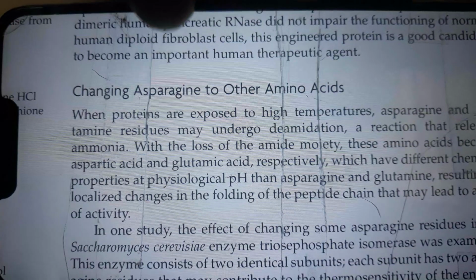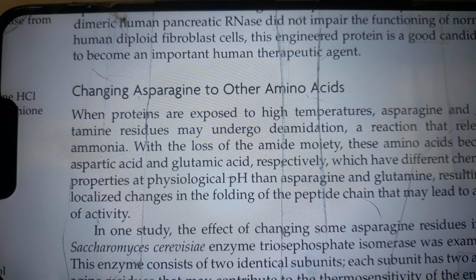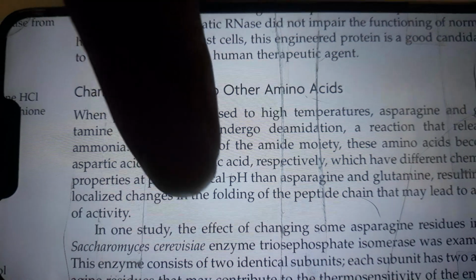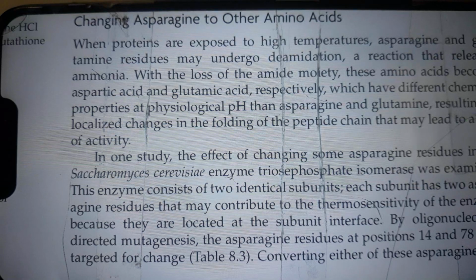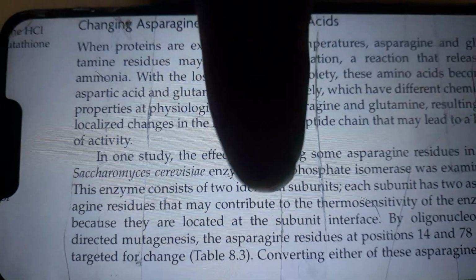On to the next subheading, changing asparagine to other amino acids. When proteins are exposed to high temperatures, asparagine and glutamine residues may undergo deamidation, a reaction that releases ammonia. With the loss of the amide moiety, the amino acids become aspartic acid and glutamic acid respectively, which have different chemical properties at physiological pH than asparagine and glutamine, resulting in localized changes in the folding of the peptide chain that may lead to a loss of activity.